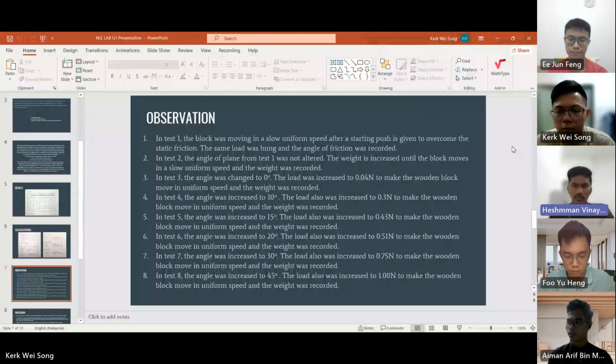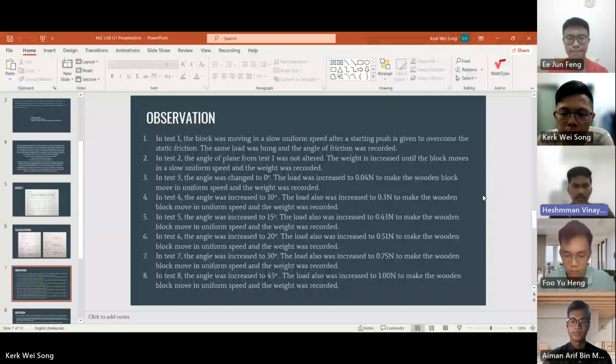The load was increased to 0.04 Newton to make the wooden block move, and the weight was recorded. In test 4, the angle was increased to 10 degrees. The load was increased to 0.3 Newton and the weight was recorded. In test 5, the angle was increased to 15 degrees. The load was increased to 0.43 Newton to make the wooden block move, and the weight was recorded.